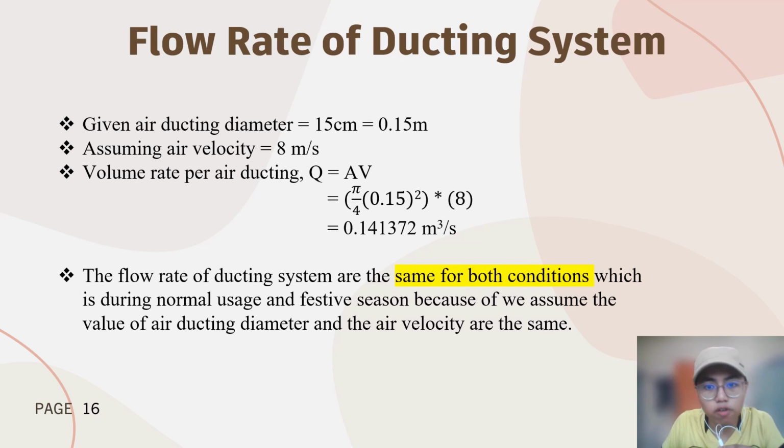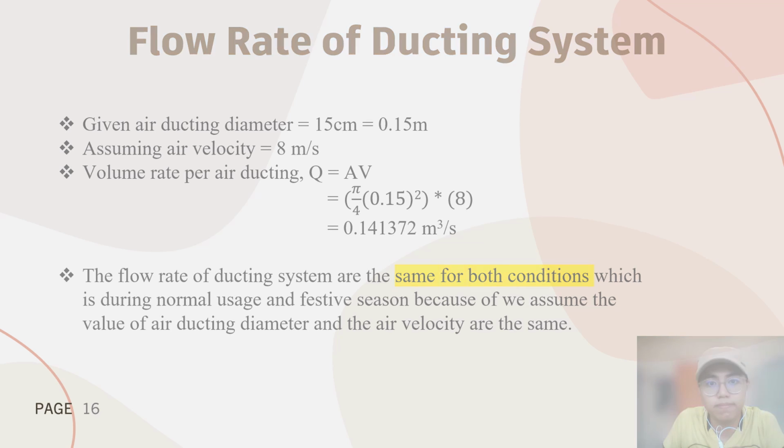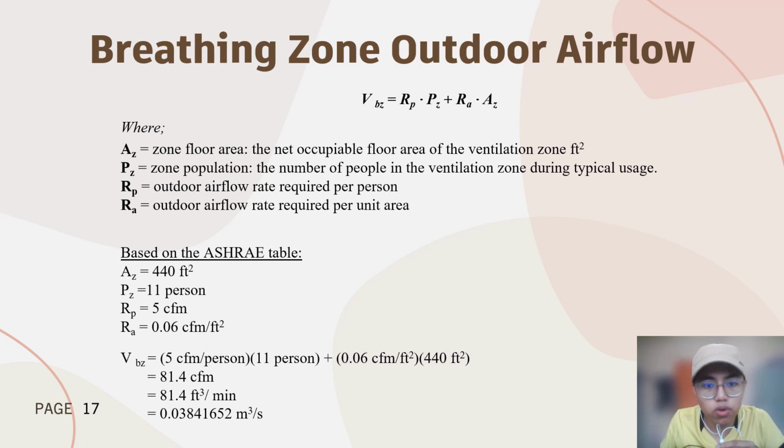The flow rate of the ducting system for both conditions is the same, which is Q equal to 0.141372 meter cube per second. Based on the ASHRAE table, we can find the values of AZ, PZ, RP, and RA. Therefore, when we substitute these numbers into VBZ, which is the breathing zone outdoor airflow, we got the final value of 0.03841652 meter cube per second.